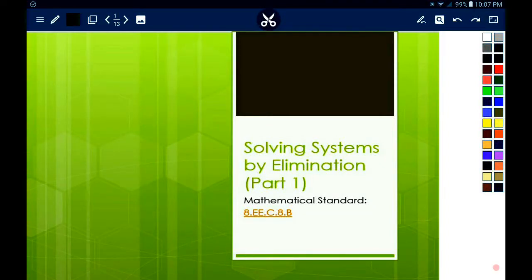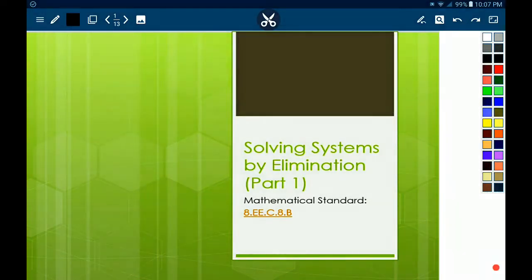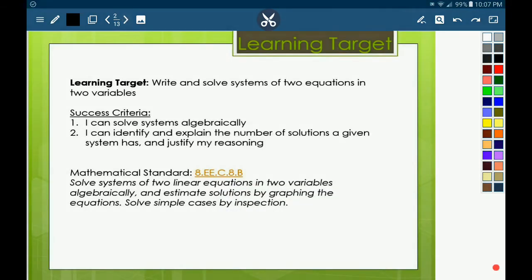Today we're going to be solving systems by elimination. This is actually my preferred way of solving systems. This is only the first part we're going to solve using elimination, specifically focused on addition.